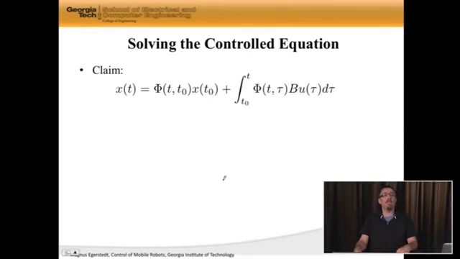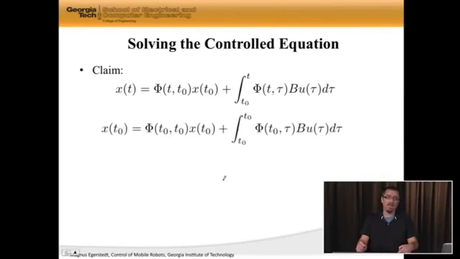Well, we do exactly what we did before. We have to check the initial conditions and the dynamics. So let's plug in t naught here to see if we get the right thing. Then we get phi. Instead of t here, I'm going to write t naught. And then instead of t here and here, I'm going to write t naught and t naught. Okay, let's see what this is.